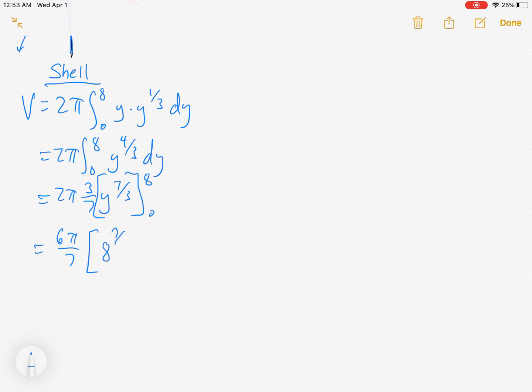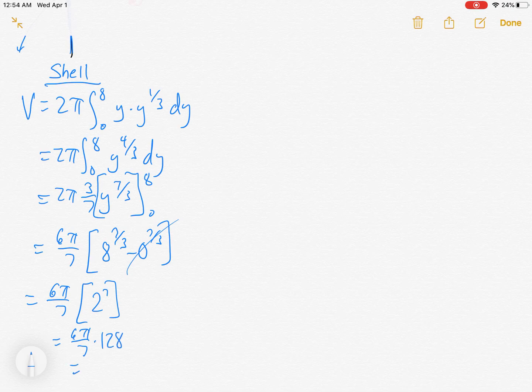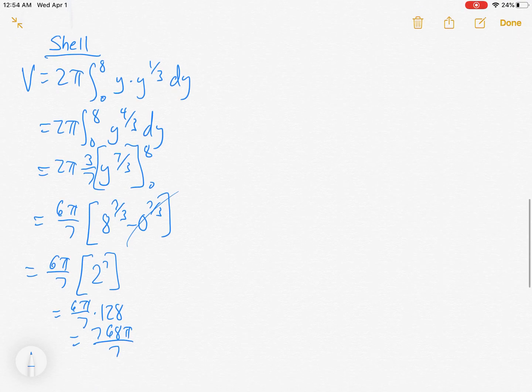And we're just going to do 8 to the 7/3 minus 0 to the 7/3. Well, fortunately, 0 to any power is 0. And 8 to the 7/3. I can even do this in my head. You can do it in your head. What's 8 to the 1/3? Cube root of 8 is 2. 2 to the 7th. Count on your fingers if you want. 2, 4, 8, 16, 32, 64, 128. So this is 6 pi over 7 times 128, which best we can do is 768 pi over 7. That's our volume.